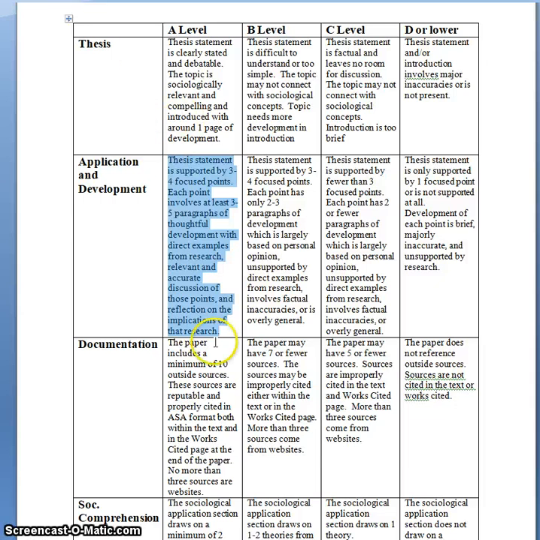All right, the next section is your documentation. So minimum of 10 outside sources. Most of you have already found all of those with the annotated bibliography. I need ASA format for your sources within text. So, check that out, see what it means with the parentheses, the author, the year. Make sure you're just checking quickly to see what that looks like. I also need to see that in your works cited page at the end of the paper.